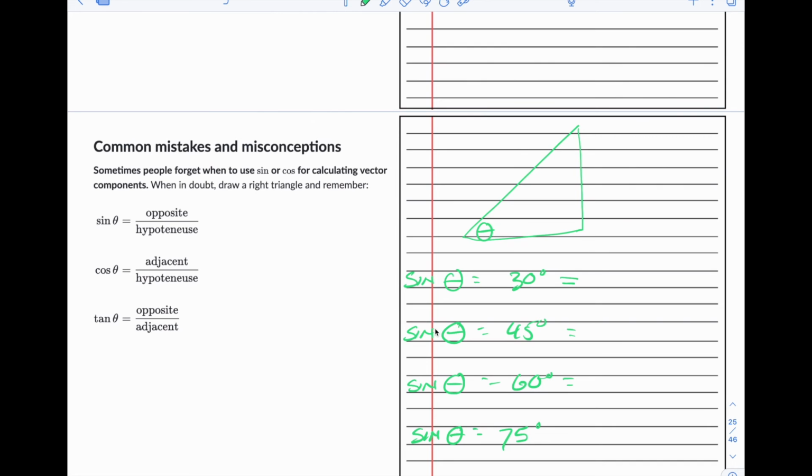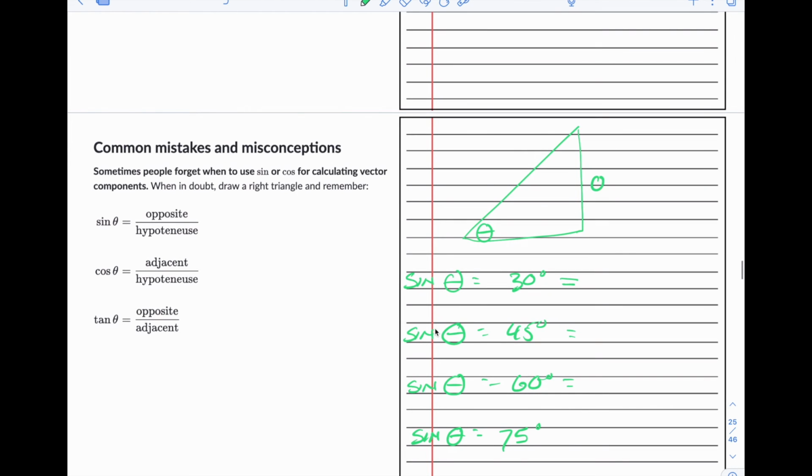Okay, so the sine of an angle is always going to be your opposite over your hypotenuse. Now, here's a little tip. We always know that in this right-angled triangle, the hypotenuse is going to be greater than the opposite, and greater than this side here. The hypotenuse is going to be the longest edge on this triangle.